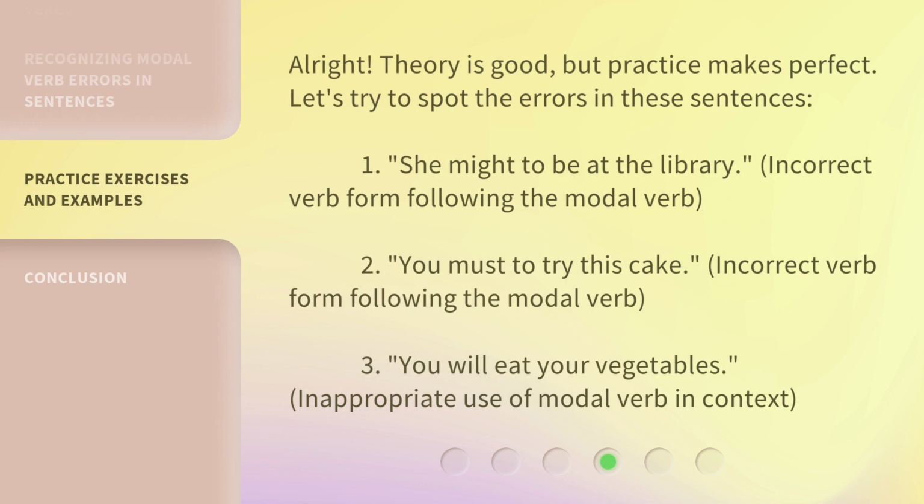All right, theory is good, but practice makes perfect. Let's try to spot the errors in these sentences. 1. She might to be at the library. Incorrect verb form following the modal verb. 2. You must to try this cake. Incorrect verb form following the modal verb. 3. You will eat your vegetables. Inappropriate use of modal verb in context.